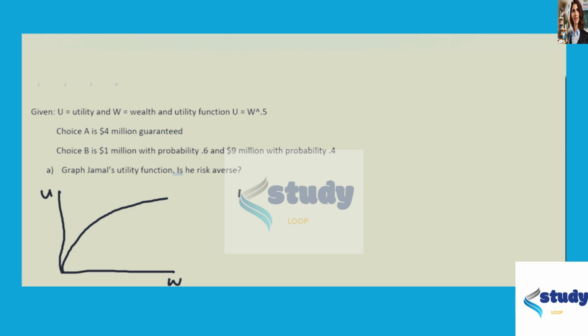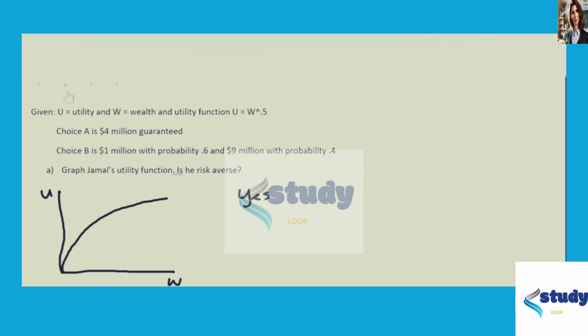Then is Jamal risk averse? The answer is yes. And how do we know this? It's because his utility function exhibits diminishing marginal returns. The more W increases, U still increases, but it increases by less and less for each additional unit of W. And so that's the characteristic of a risk-averse utility function.